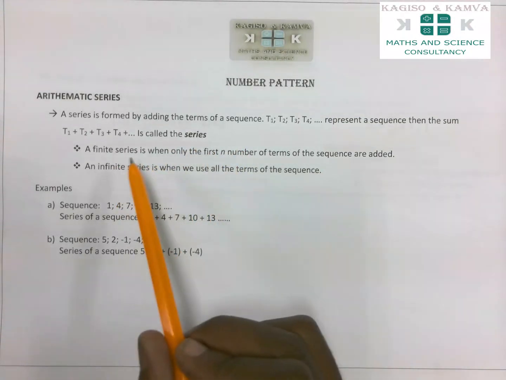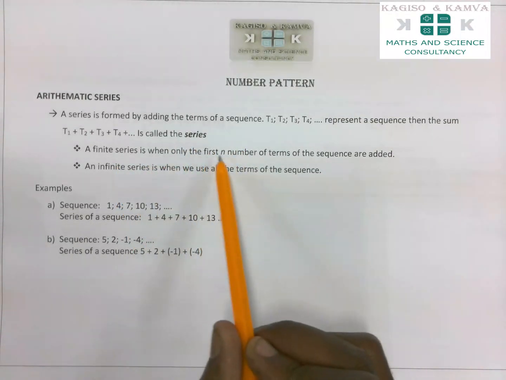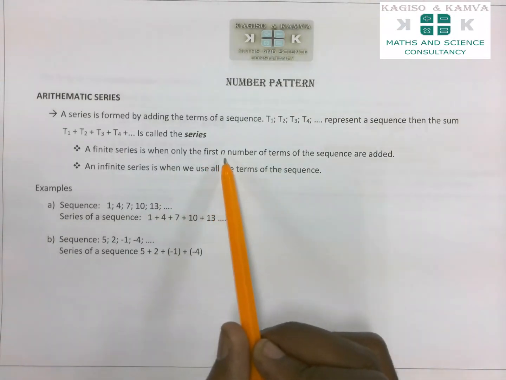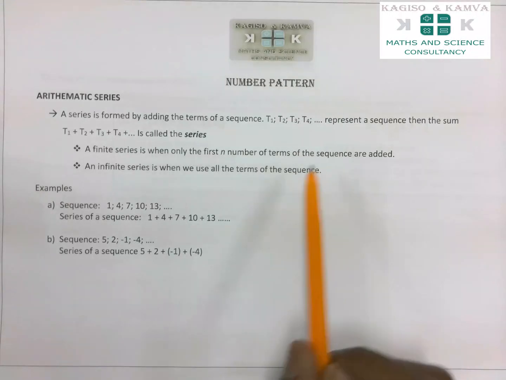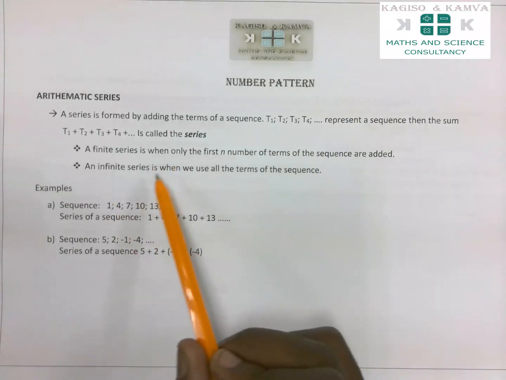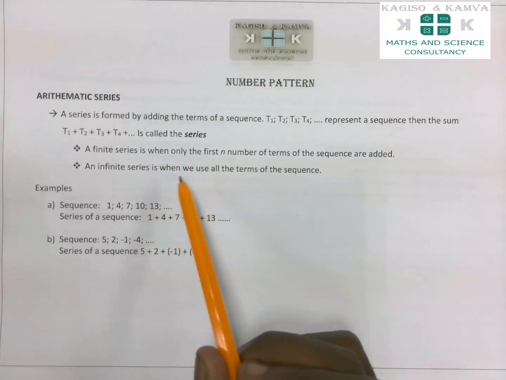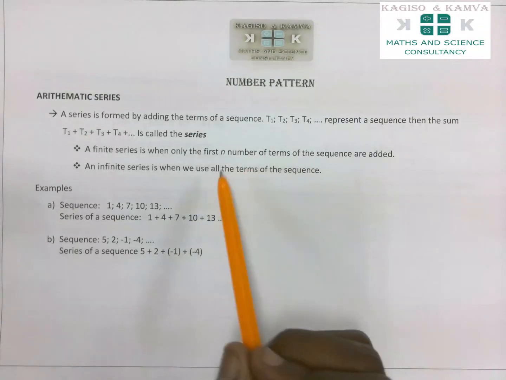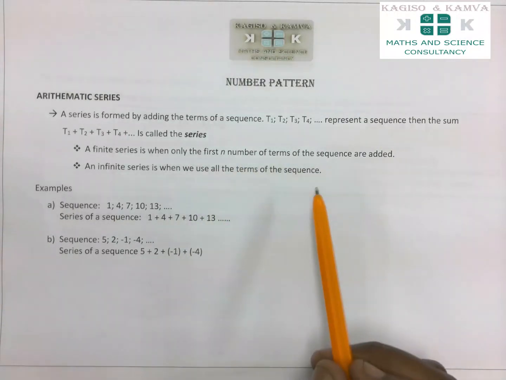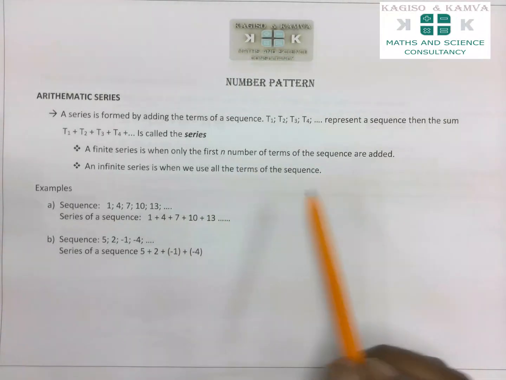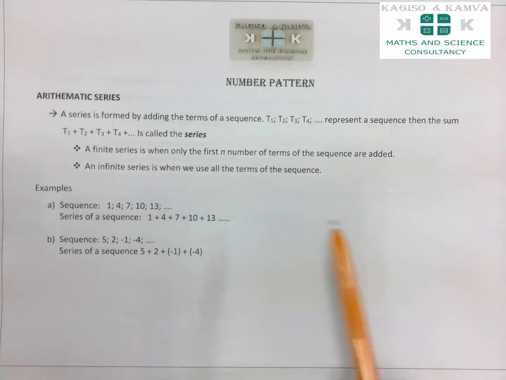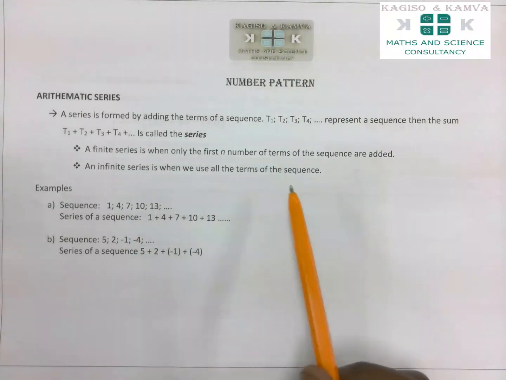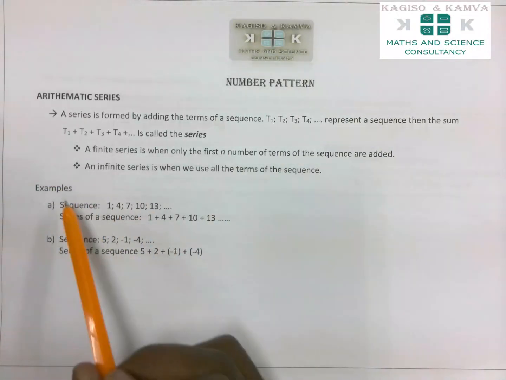Now, we also have a finite series, which is when only the first n terms of the sequence are added. And we also have an infinite series, which is when we use all the terms of the sequence. This will be discussed later during the lessons. Okay. Now let us do the examples.